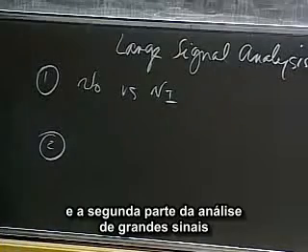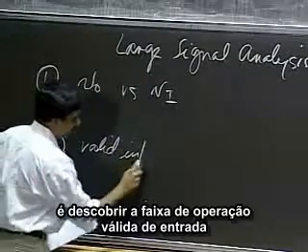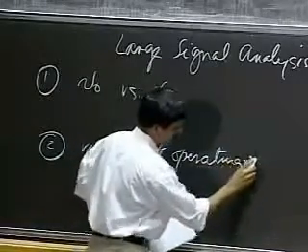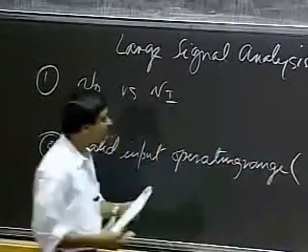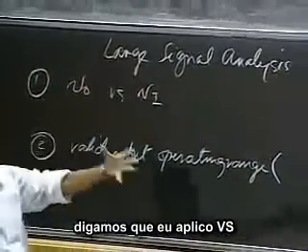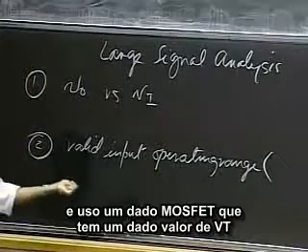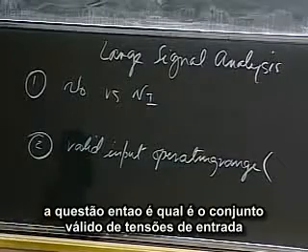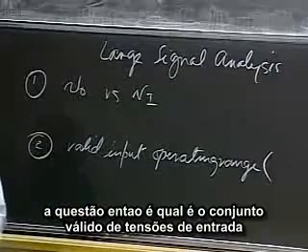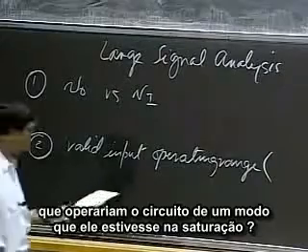The second part of large signal analysis is to find out the valid input operating range. Find out for the given circuit parameters, let's say I apply a Vs, and I use some value of RL, and I use a given MOSFET which has a given value of Vt. The question then is, what is a valid set of input voltages that would operate the circuit in a way that I would be in saturation?